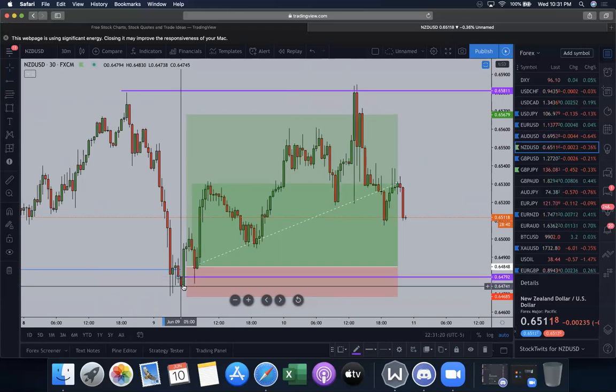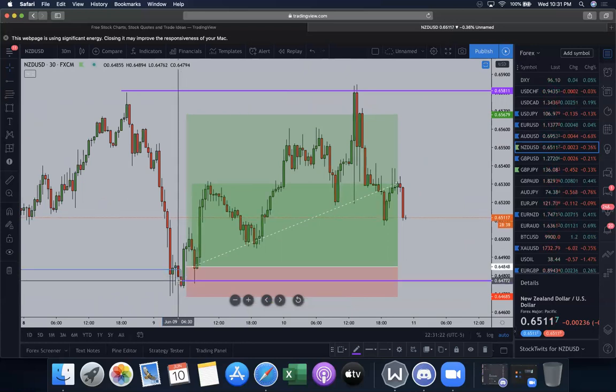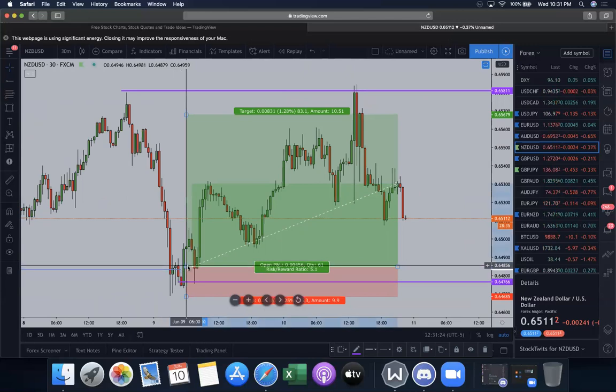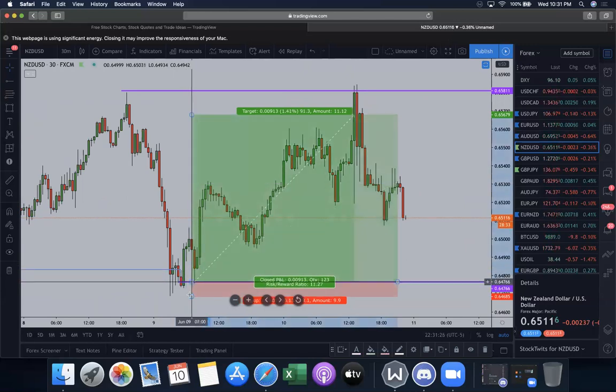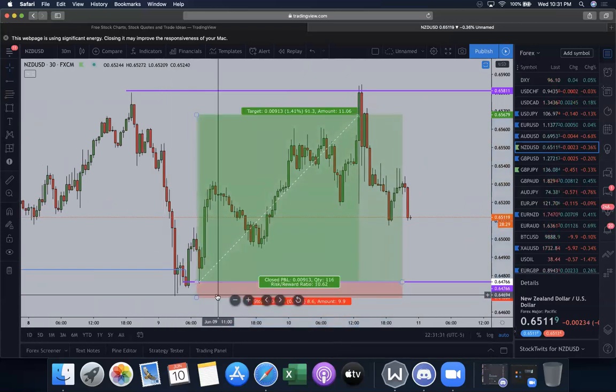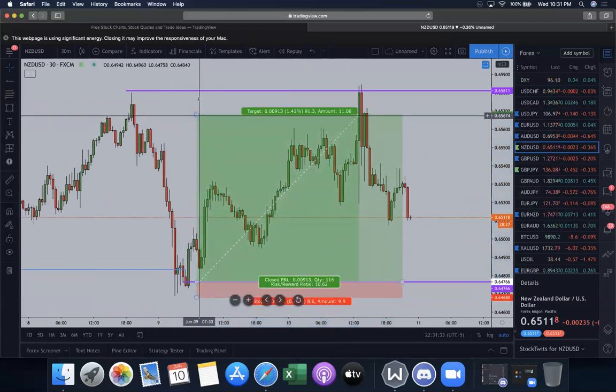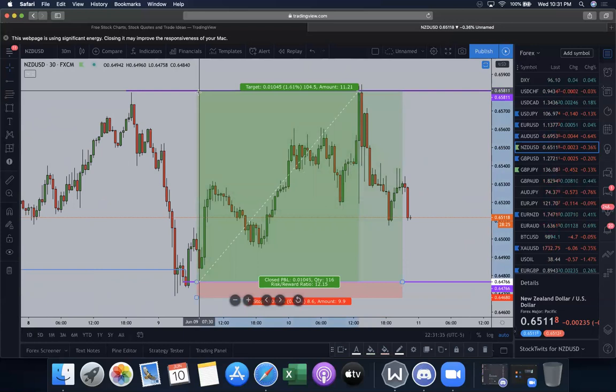Down move to the low, bullish engulfing. This one did go to 50% right there. If you really wanted to get that fine entry, right, that would have been your trade right here. Look at that, you're risking 8 pips, and then price went up 100 pips.